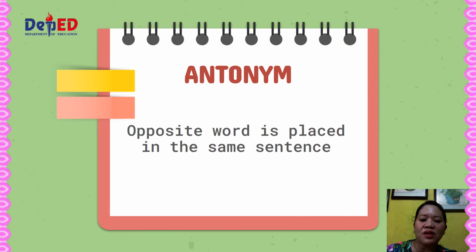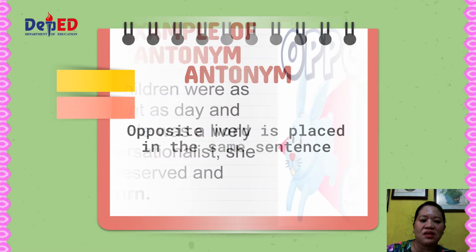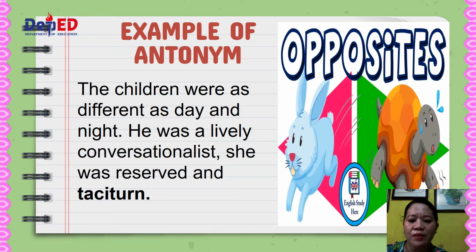The third type of context clues is antonym, which means an opposite word is placed in the same sentence. An example of antonym here is: the children were as different as day and night. He was a lively conversationalist. She was reserved and taciturn. In here, the unfamiliar word is taciturn. Based on the given example, if we are going to compare the two children, the first one is a lively conversationalist, then we can say that the other one is shy. So therefore, the meaning of taciturn is shy.